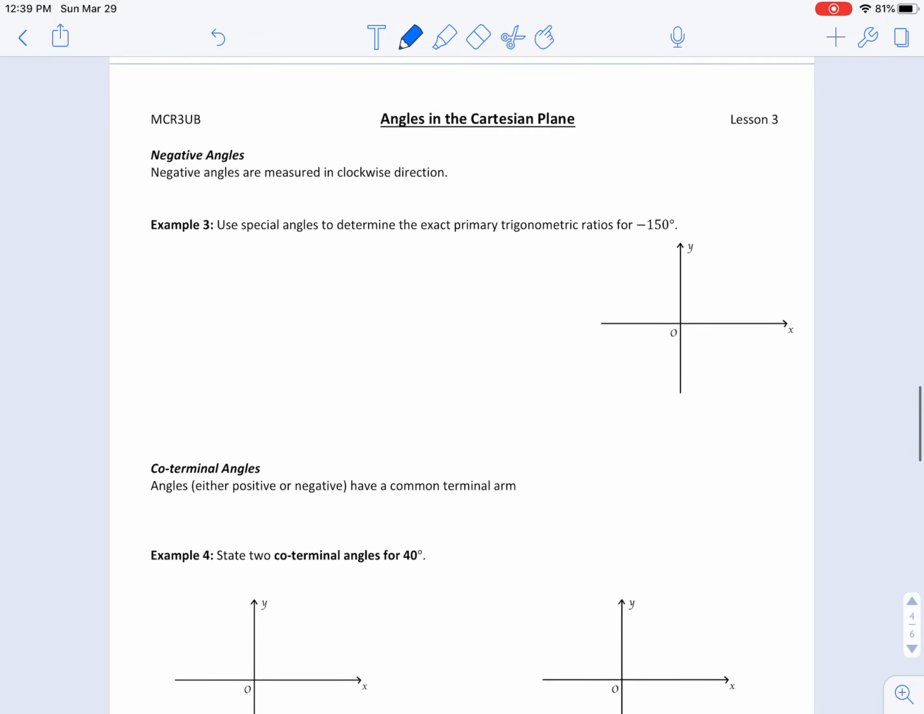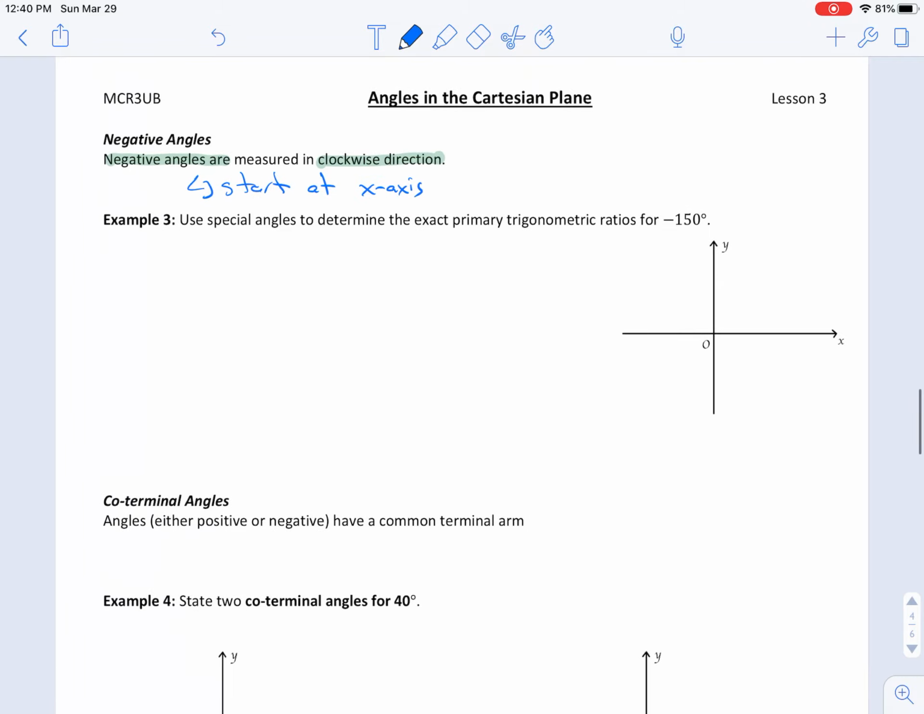Okay, so a couple other things that go along with this, and they're kind of standalone ideas, is that you can actually have angles that are negative angles. And it's quite simple. It really just means instead of going counterclockwise, we're going to go in a clockwise direction. So negative angles are measured in a clockwise direction, and they still start at the x-axis. So that doesn't change.